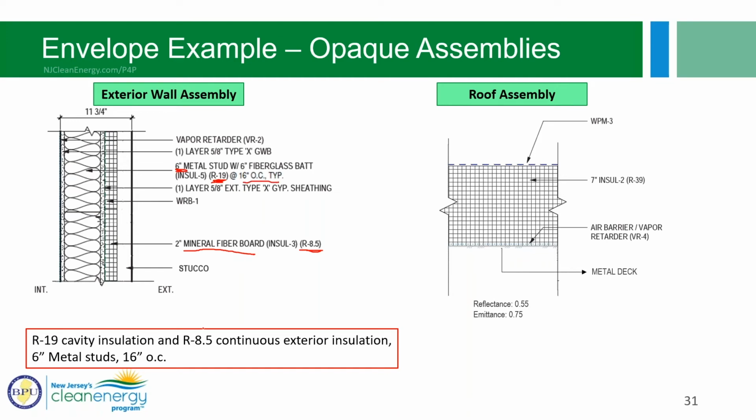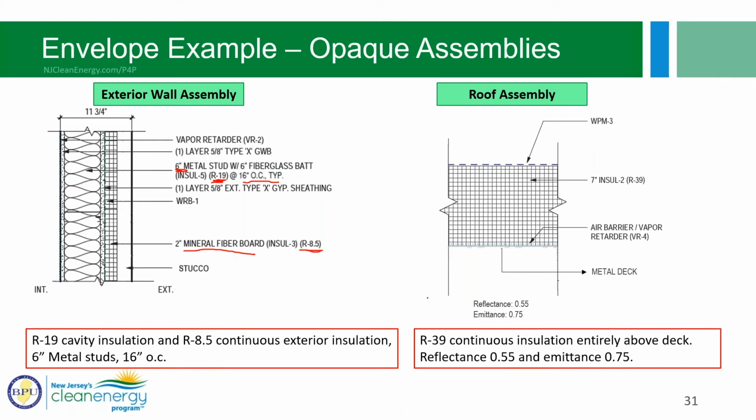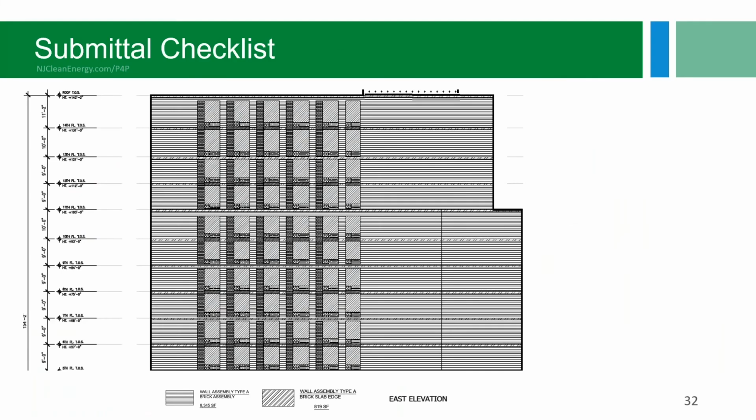So this information is crucial for developing the thermal properties of this assembly, which we will model in the proposed design. We've got our roof assembly, which is a bit simpler. It is insulation entirely above deck. It tells us that our continuous insulation is R39. And then we have a waterproof membrane and a vapor retarder, some other layers that don't significantly affect the thermal properties of the assembly. And then our reflectance and emittance values, which also are captured in the energy model. So we've got that information.